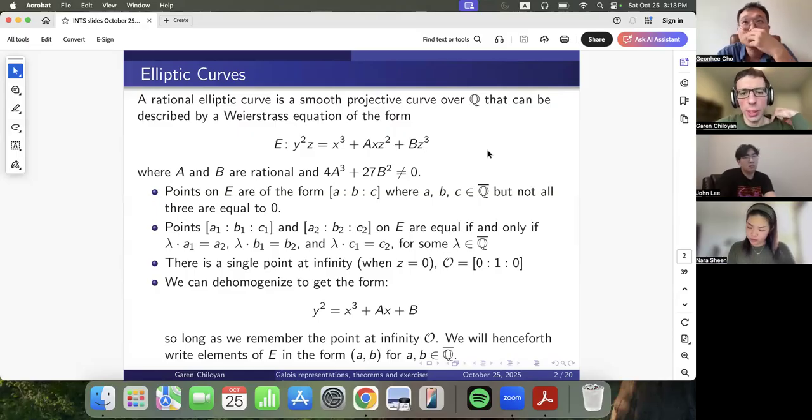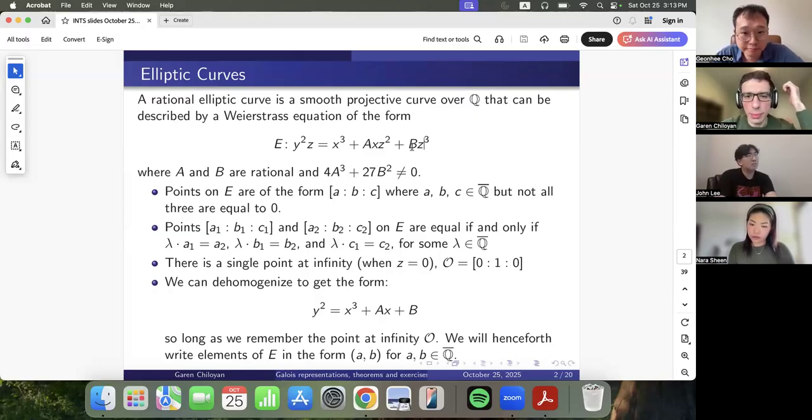So points on E, I'm going to write in this homogeneous form with these square brackets. They are of the form [a, b, c], where a, b, and c are elements of the algebraic closure of Q, but I don't want all of them to equal 0. And the last comment I'll make is two such points on E will be equal if and only if they're the same up to a scalar multiple of lambda. Lambda is some element in the algebraic closure of Q.